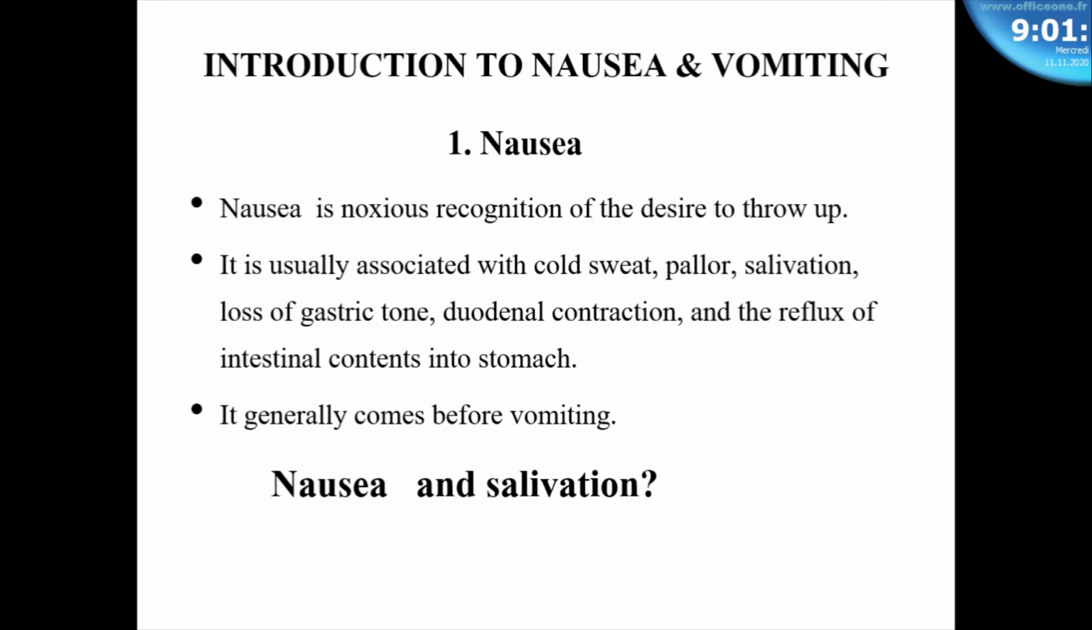Friends, what do you understand if you say that someone is nauseated or having nausea? Nausea is all about a noxious and unpleasant recognition of the desire to throw up. Second, we can also define it as conscious recognition of subconscious excitation of areas in the medulla that are associated with the vomiting reflex.